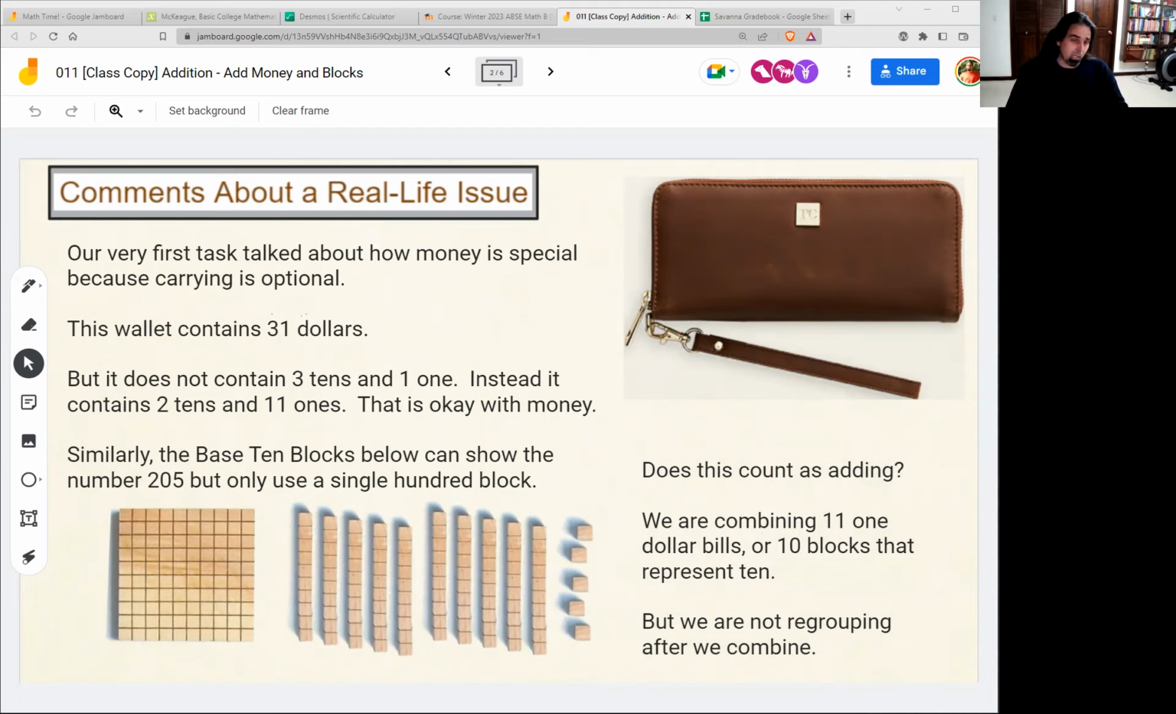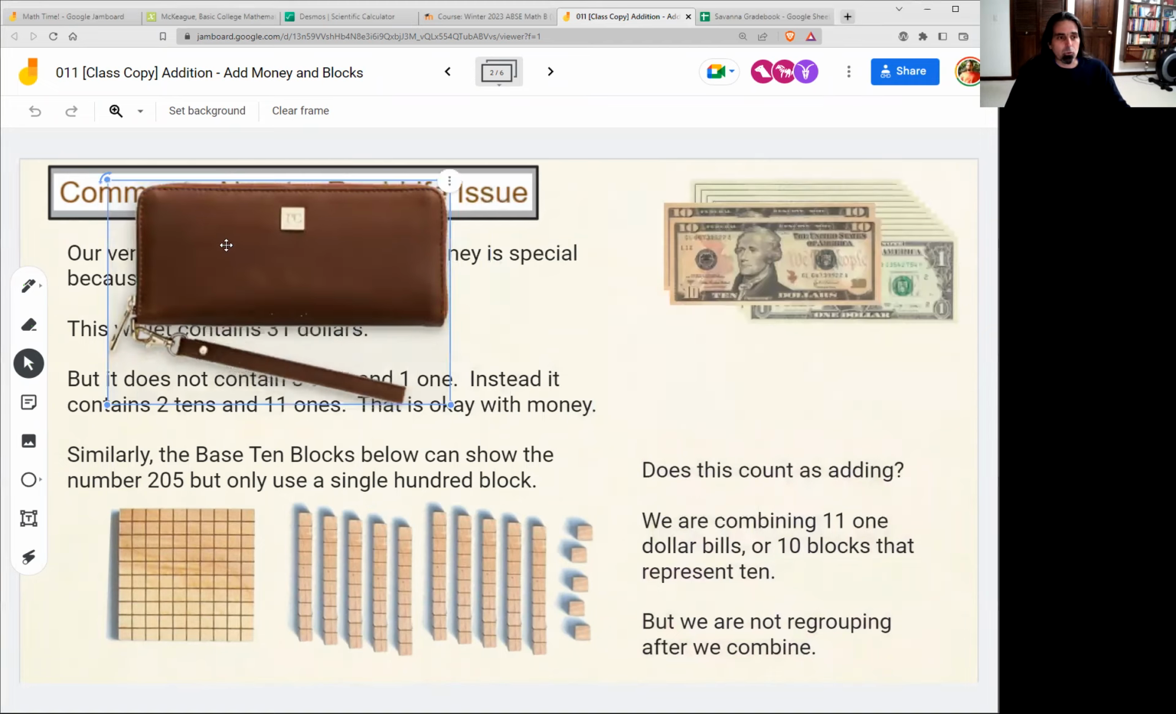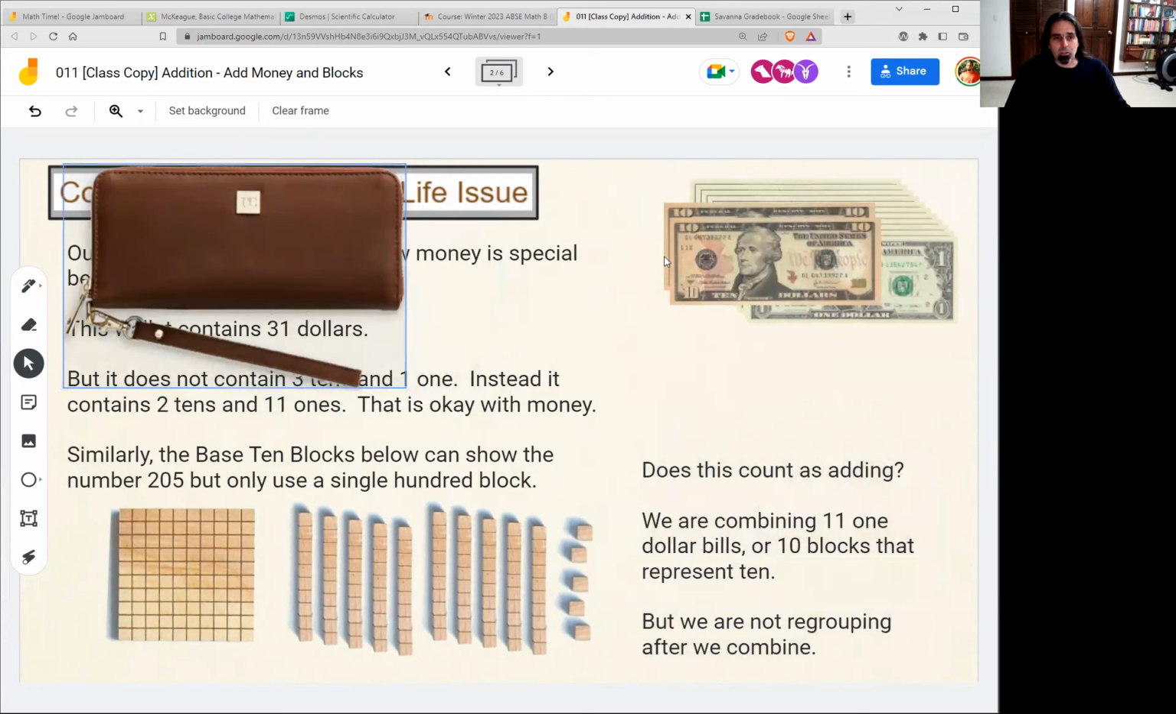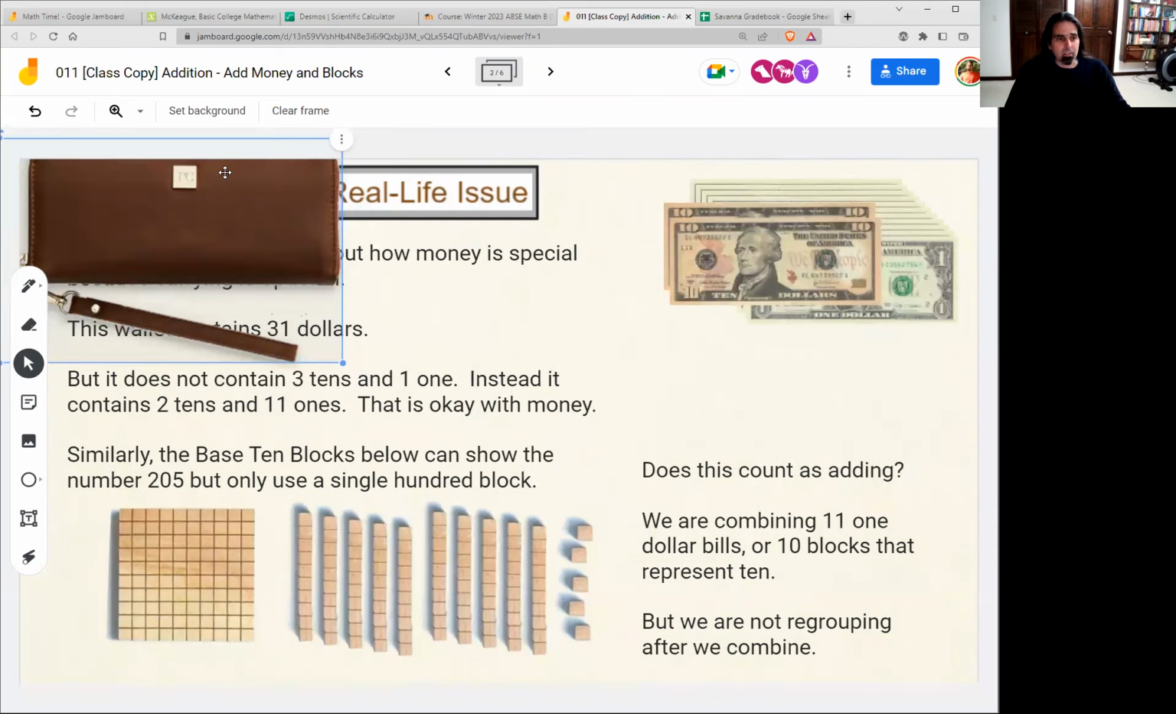So for now, money is special. Why is money special? Because we don't have to carry. If I take this wallet and move it out of the way, it has $31, but it doesn't have 3 10s and a 1. It has 2 10s for 20. And if you were to count them all, it has 11 ones. But that's okay. We do that kind of thing with money all the time.